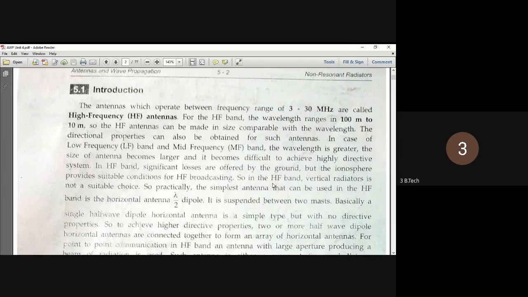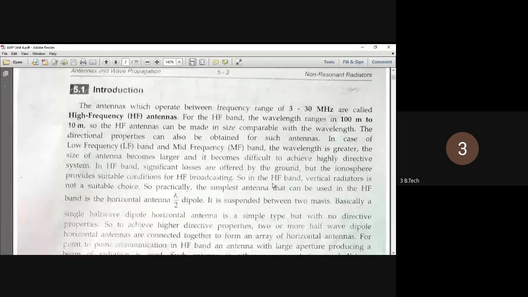So for the high frequency band, antennas can be made in a size comparable with the wavelength. So here the size of the antenna is very small, so it can be used for directional properties. It is a directive antenna, high frequency antennas with high gain and high directivity. Is the screen visible? Is the audio clear? Yes, sir.